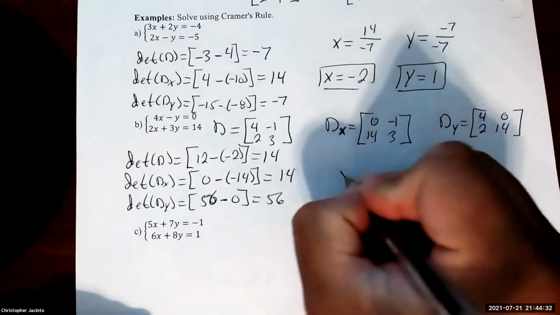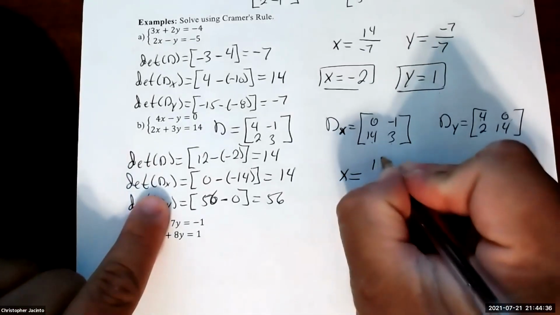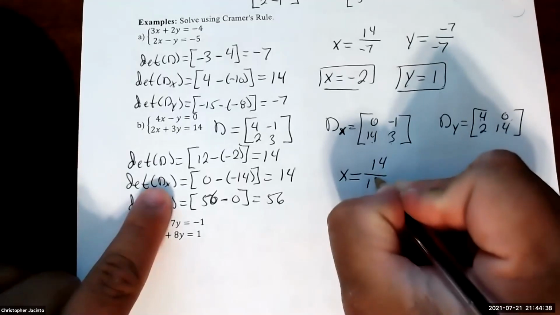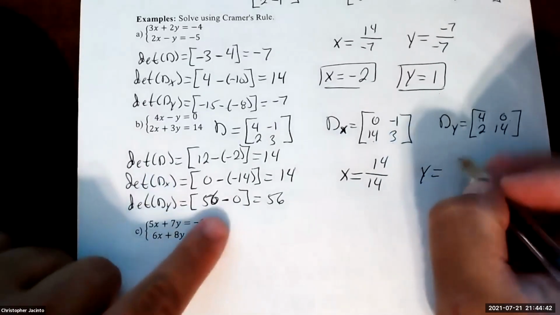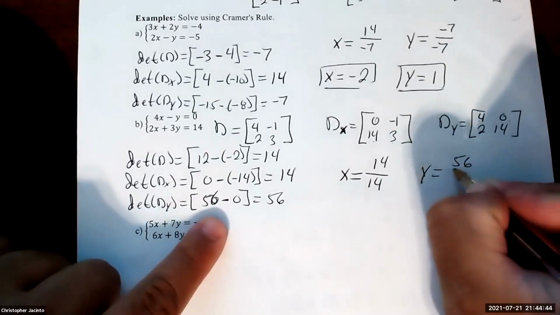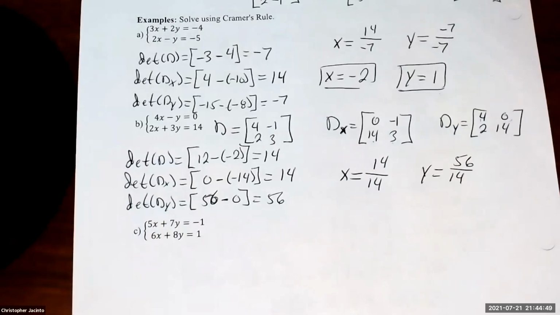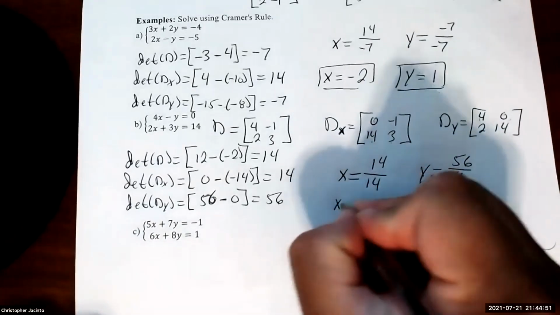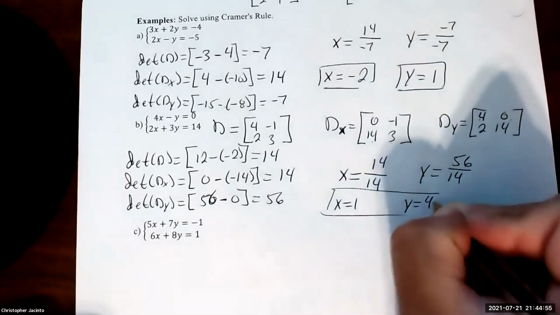All right, so now we know x. The value of x is going to be dx, which was 14, over d, which is just 14 as well. And then y is going to be dy, which is 56, divided by 14, which is d again. And this is going to be 1 and 4. There are your answers there.